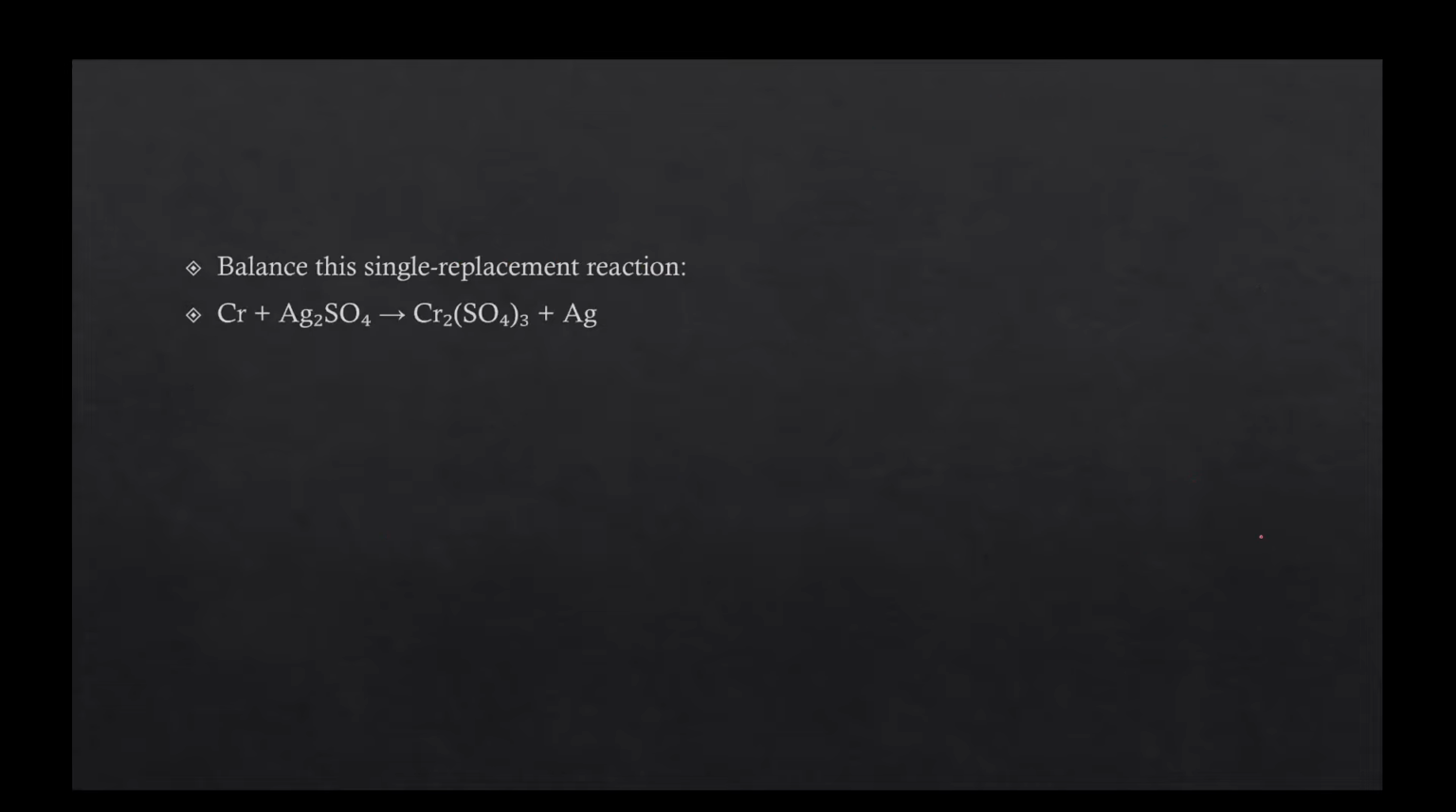Next, balance the single displacement reaction. Okay, so how many sulfate is there? There are 3 sulfate needed. 3. Then, two chromium. How many silver? 6. 6. Let's check. Chromium is 2. Silver is 6. Sulfate is 4. Chromium is 2. Silver is 6. Sulfate is 4.